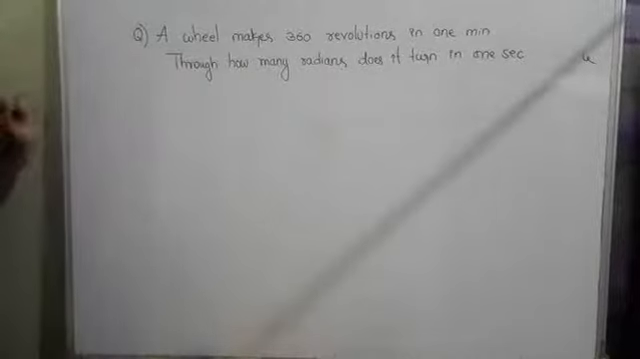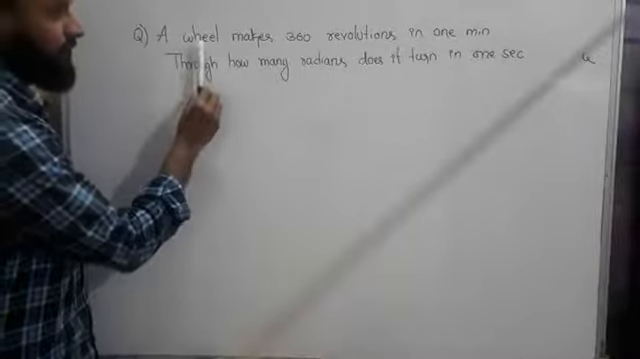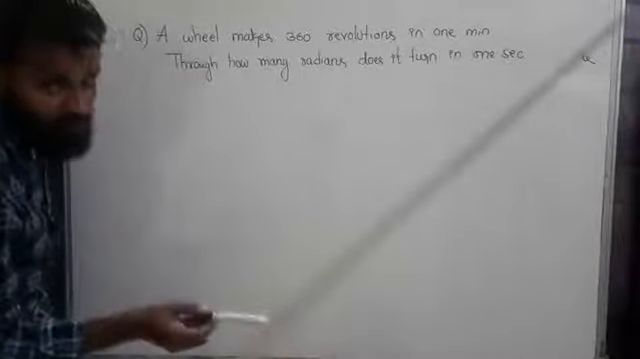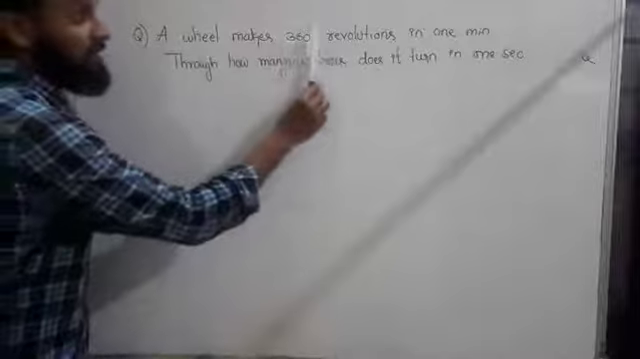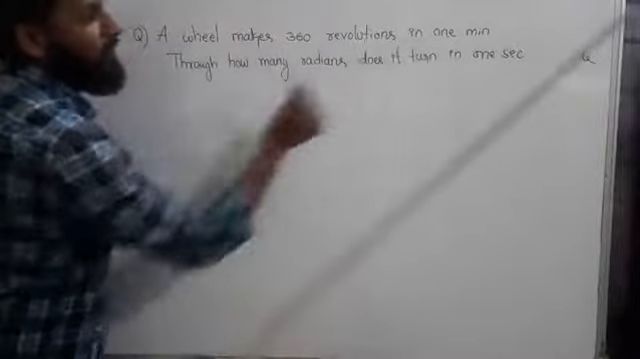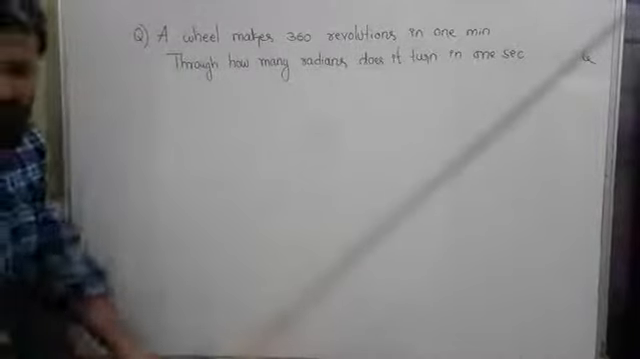The question says a wheel, I hope all of you know what a wheel is, makes 360 revolutions in 1 minute. What does that mean?